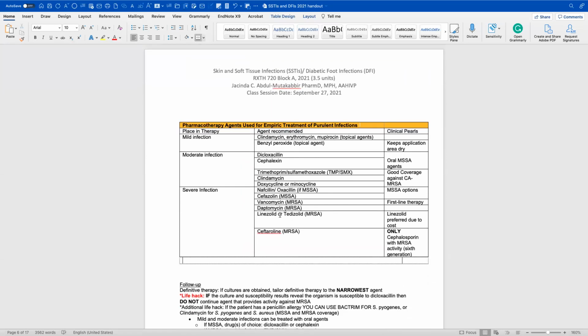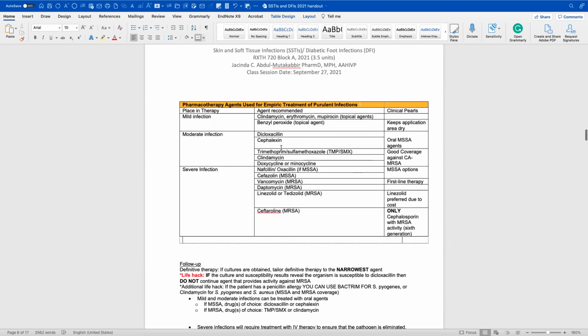So here we just have a listing of the pharmacotherapy agents that are used in the empiric treatment of purulent infections. For mild infection, you can use clindamycin, erythromycin, mupirocin, and those are our topical agents. You can also use benzoyl peroxide.